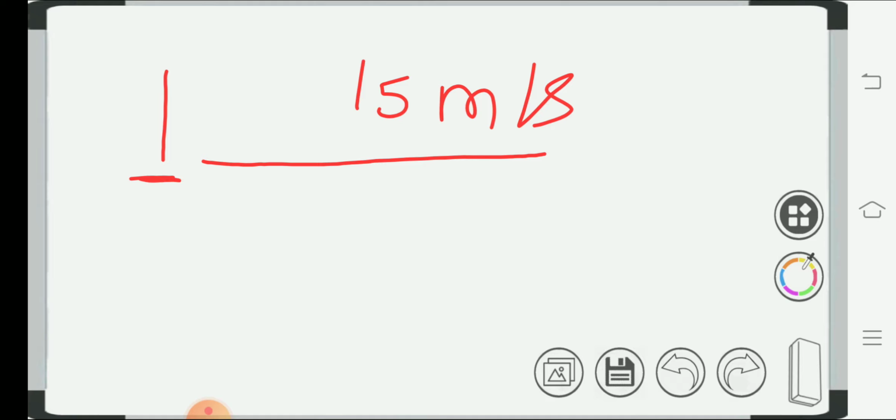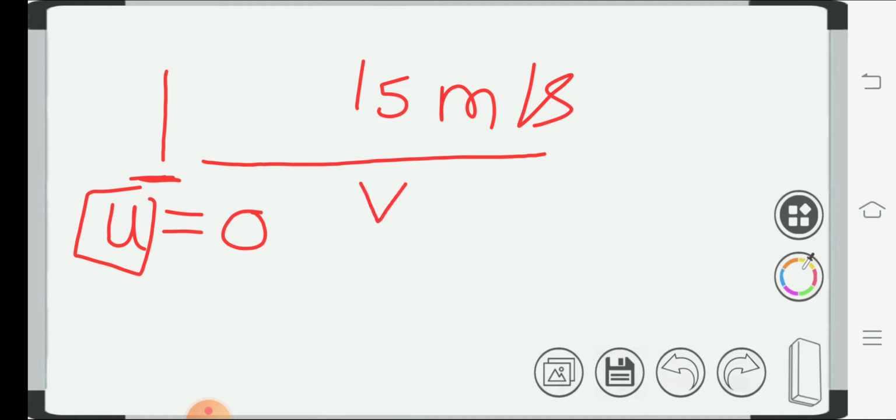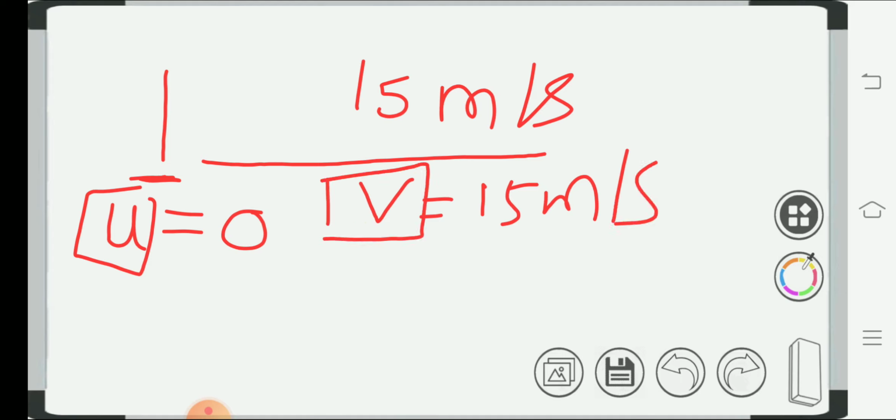Initially what was my speed? I was at a place, I was at rest. So initially my speed or velocity was, I was not moving in any direction. So initially my velocity was 0. Initial velocity is represented by u. And then the final velocity with which I was moving is 15 meter per second. So final velocity is represented by v. Initial velocity is represented by u and final velocity is represented by v.